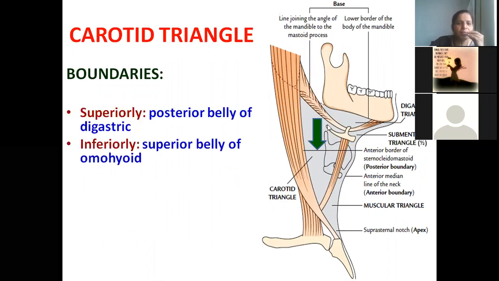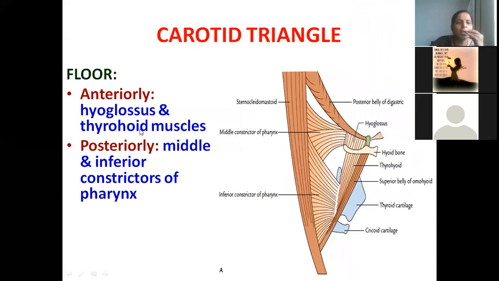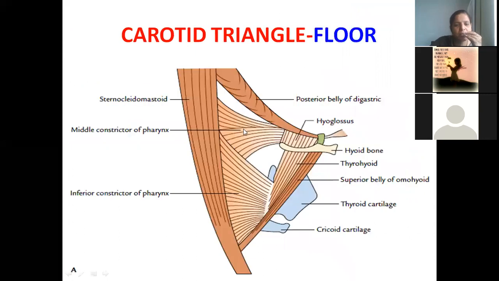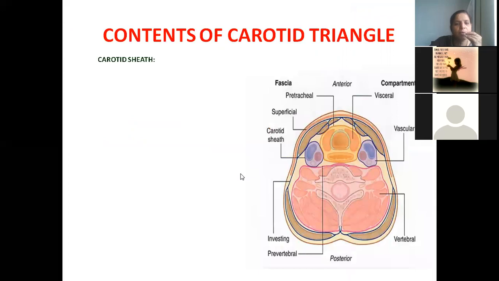Superiorly, posterior belly of digastric. Inferiorly, superior belly of omohyoid. Posteriorly, sternocleidomastoid. Floor: once you see this, the floor is formed by these muscles, that is hyoglossus, thyrohyoid, and the middle and inferior constrictors of pharynx. These are the muscles. This is Vishram Singh's picture only, but you can nicely study from there.